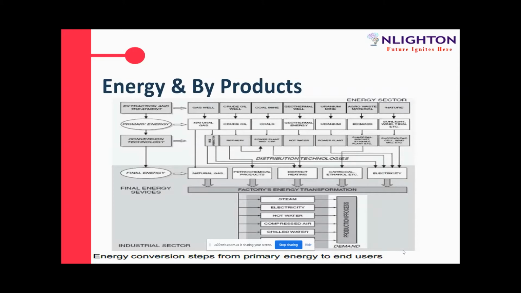Then further you break down the energy system, ultimately what is effectively used in the factory. From your primary energy, you get steam, electricity, hot water, compressed air, and those are all the products from your primary energy. So the final products are steam, electricity, hot air, compressed air, chilled water.